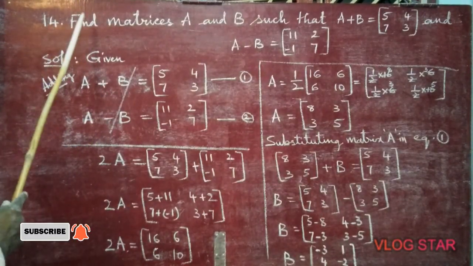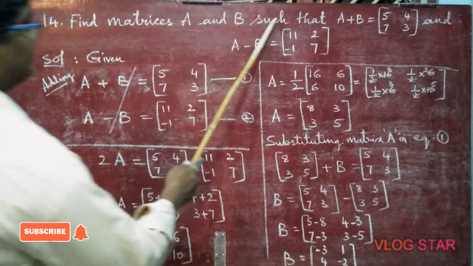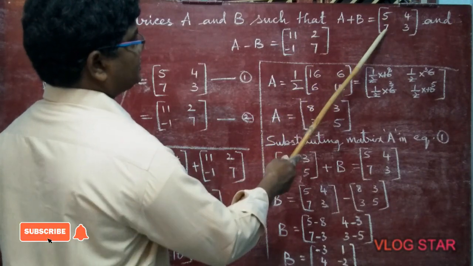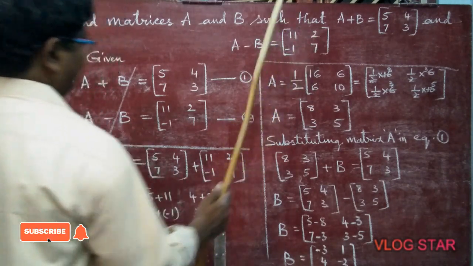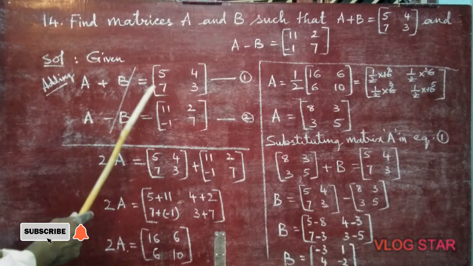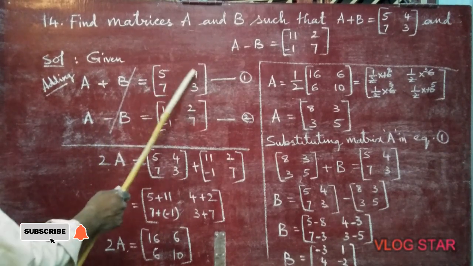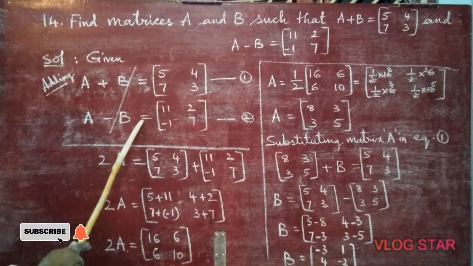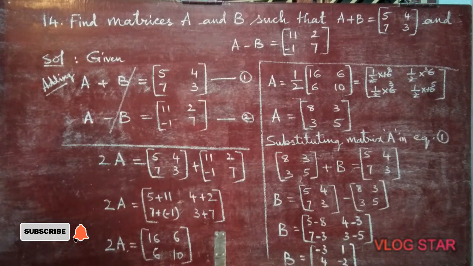14th problem. Find matrices A and B such that A plus B is equal to matrix 5 4 7 3 and A minus B is equal to matrix 11 2 minus 1 7. Now they have given it in the form of two simultaneous equations. A plus B is equal to matrix 5 4 7 3. This is equation number 1. A minus B is equal to matrix 11 2 minus 1 7.